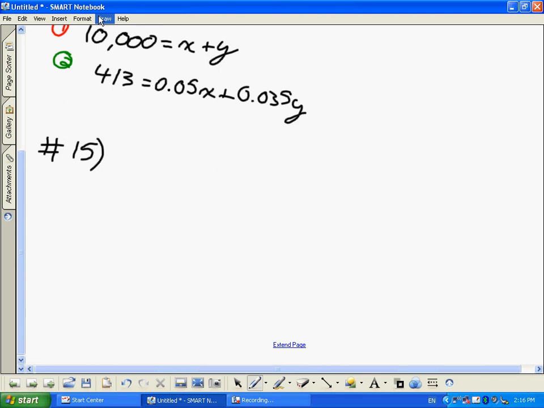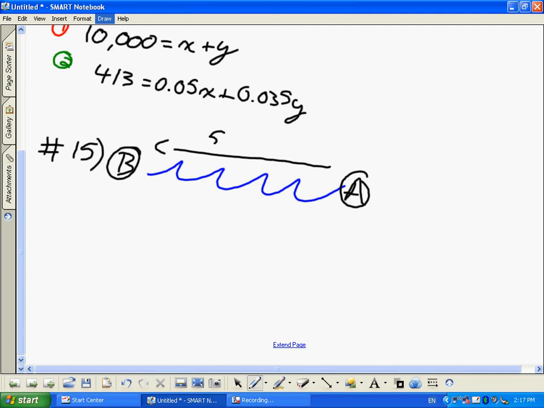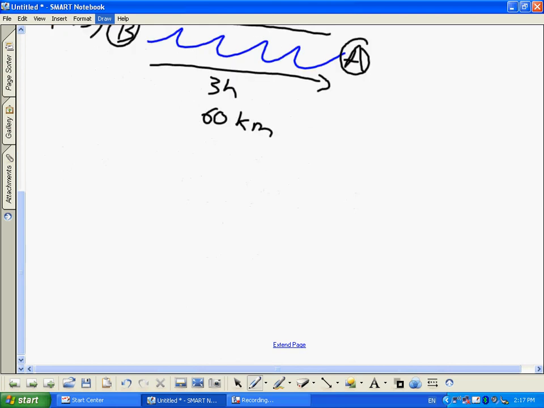Sure, we'll draw a picture. It's going downriver. Blue water, who would have thought? So the motorboat went from A to B. It took it 5 hours against the current, and it took it 3 hours on the way back with the current. The distance was also 60 kilometers. So both of our equations are going to be equal to 60, because that's the distance they've traveled.